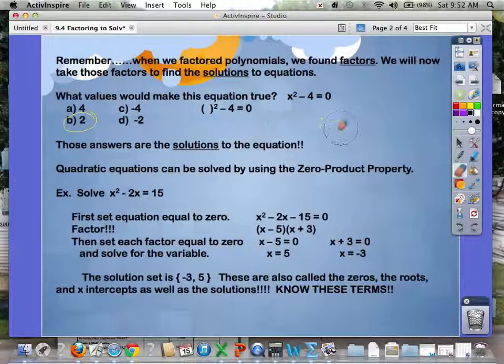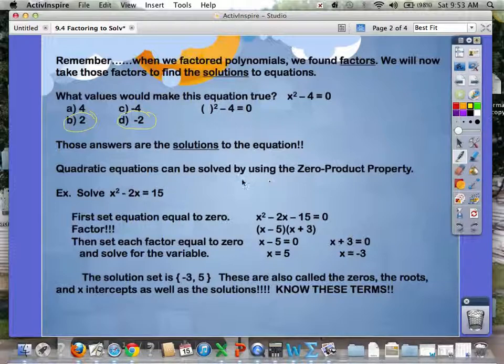And then let's try the last one. Make sure you use parentheses if you're not sure about those negative things when you're squaring. Negative 2 times a negative 2, which is the same thing as negative 2 squared, is 4. 4 minus 4 is 0. So yes, these two work. So those two answers are going to be the solutions to the equation. So we're going to take the factors and find those solutions.